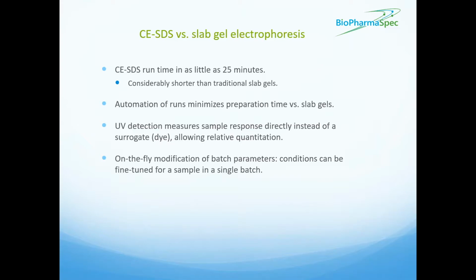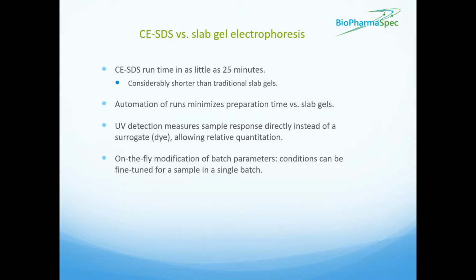UV detection of the sample, a direct UV detection of the sample rather than through dyeing of a slab gel, means that the relative quantitation is quick and quite accurate, which is obviously what we need for batch-to-batch comparative purposes and biosimilar to innovator purposes. That degree of accuracy of data that is produced is critical to allow you to confidently compare batches and identify any differences that may exist between the batches.